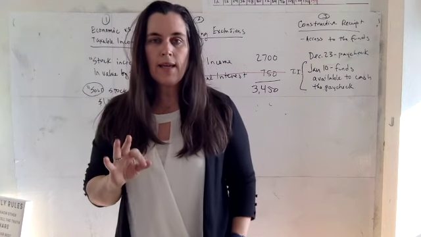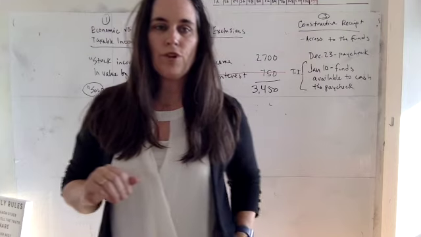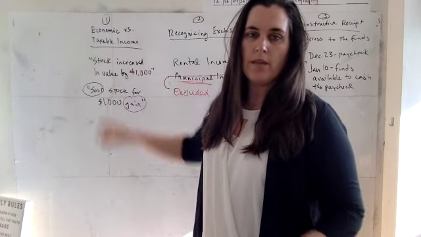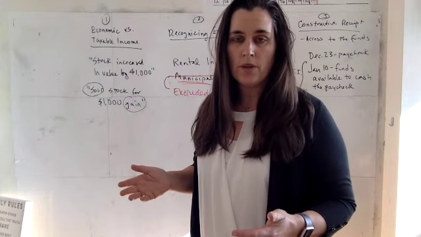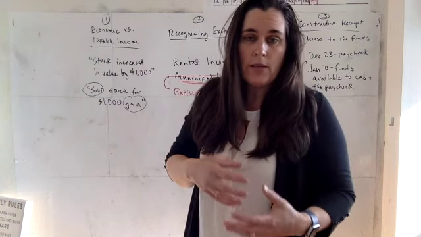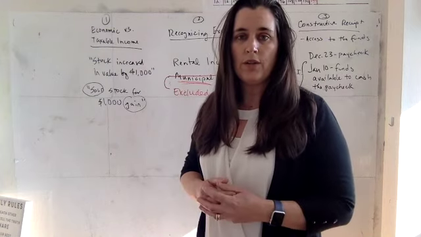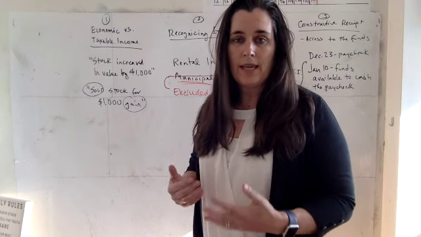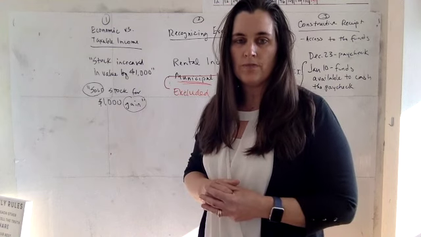So we have three main concepts with Chapter 5 related to gross income that we're going to be looking at. The first one is this idea of economic versus taxable income. Imagine you have a stock that has increased in value by $1,000. You own the stock at the beginning of the year, you own the stock at the end of the year, but over the course of that year, the value of the stock has gone up.